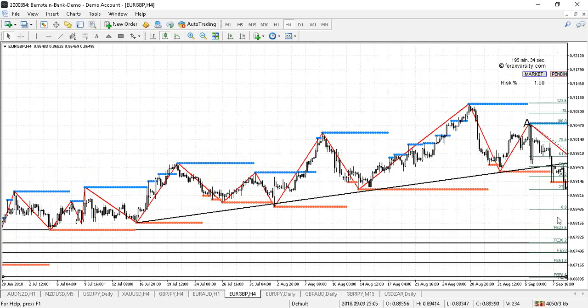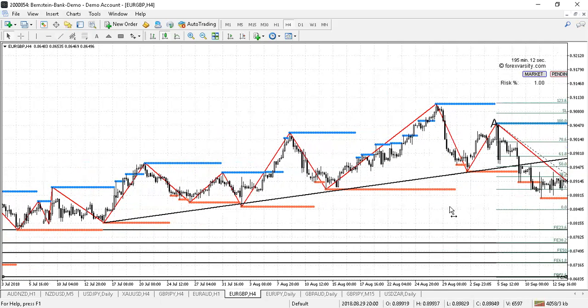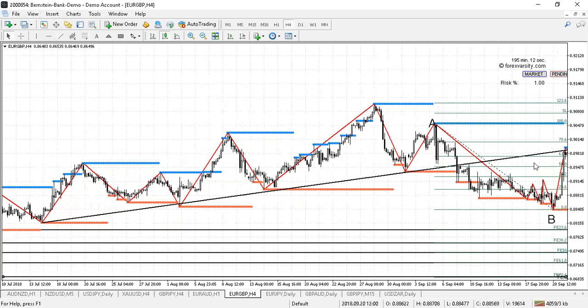Now remember, no one on the whole planet knows where the market will go. So the best that we can do is have an educated guess. Based on the Fibonacci extension level and that previous support and resistance, you could have that as your target. That would be a solid target to trade down from.